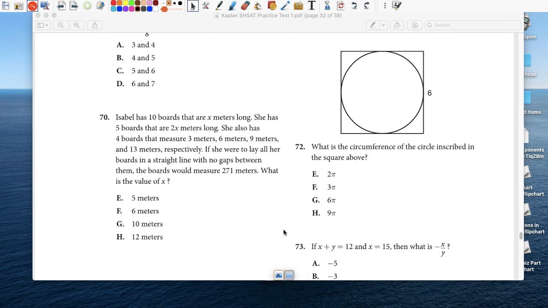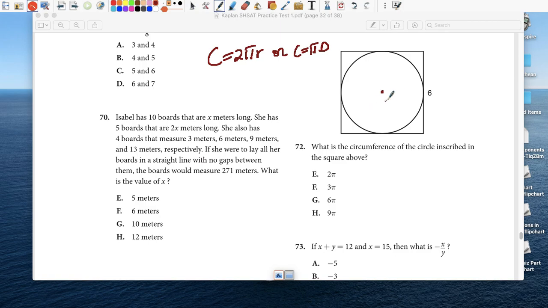72. What is the circumference of the circle? All right. And again, we want the circumference of the circle. So circumference is 2 pi r, or if you have the diameter, C equals pi d. Whichever one you want to use. That's a square, so that means all sides are 6. And we draw the center of our circle.